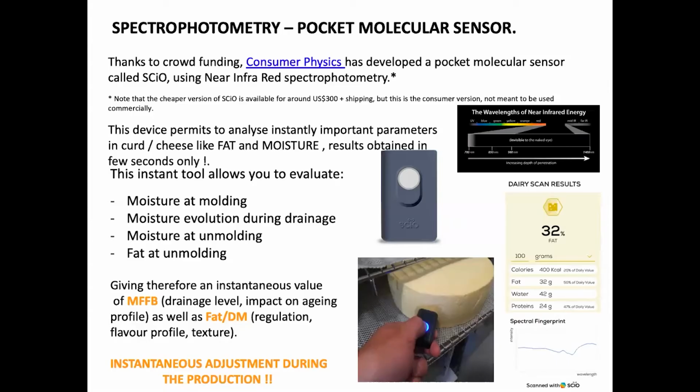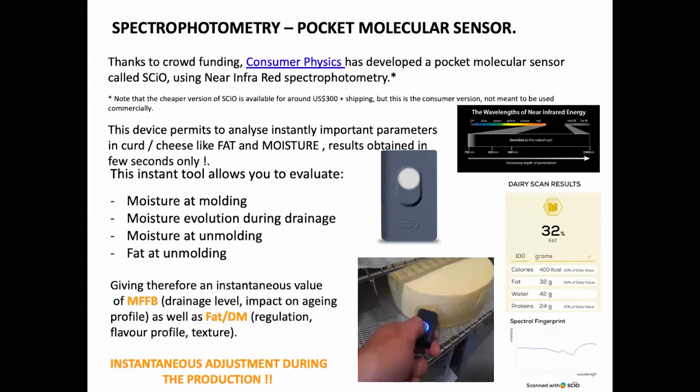We have the percentage of fat and the water, saying 42 grams out of 100 grams, so it means 42%. This device is not meant to be used commercially, but internally for us it's a fantastic tool. It permits a reading of moisture and fat in a few seconds. So we can evaluate the moisture at molding, during drainage, at unmolding, and also the fat at unmolding.